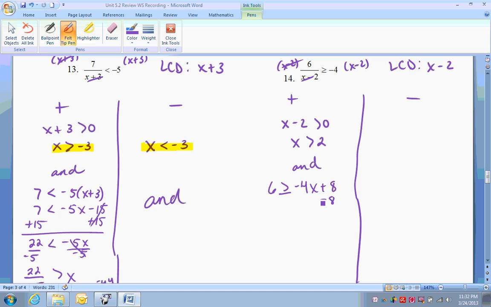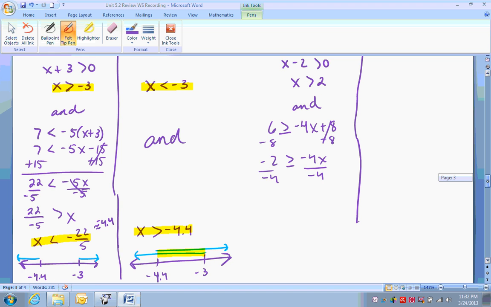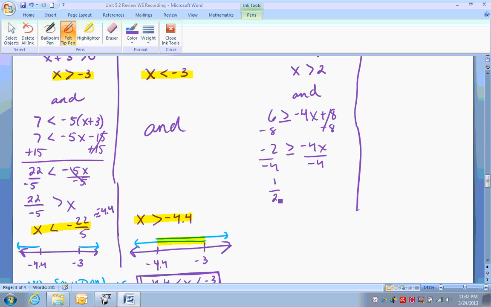Okay, when I subtract 8 from both sides, I end up getting negative 2 is greater than or equal to negative 4x. When I divide by negative 4, I end up getting positive 1/2 is greater than or equal to x, or x is less than or equal to 1/2. Remember, I'm interested in that piece of information and that piece of information right there.